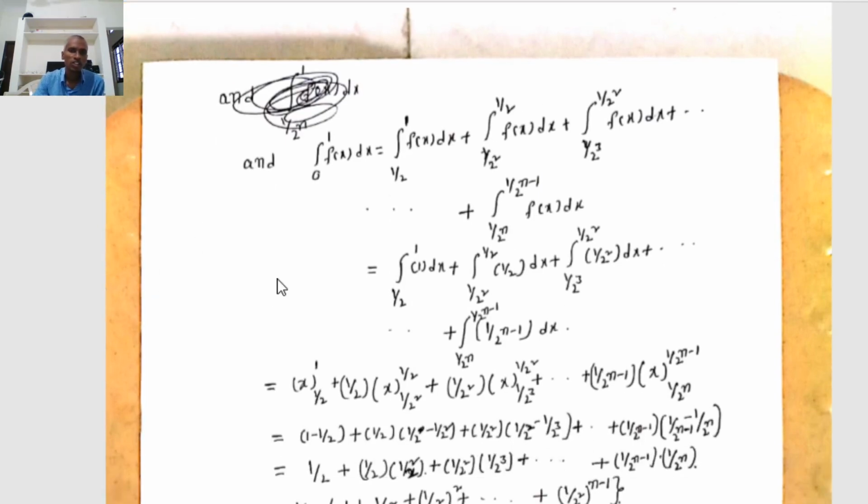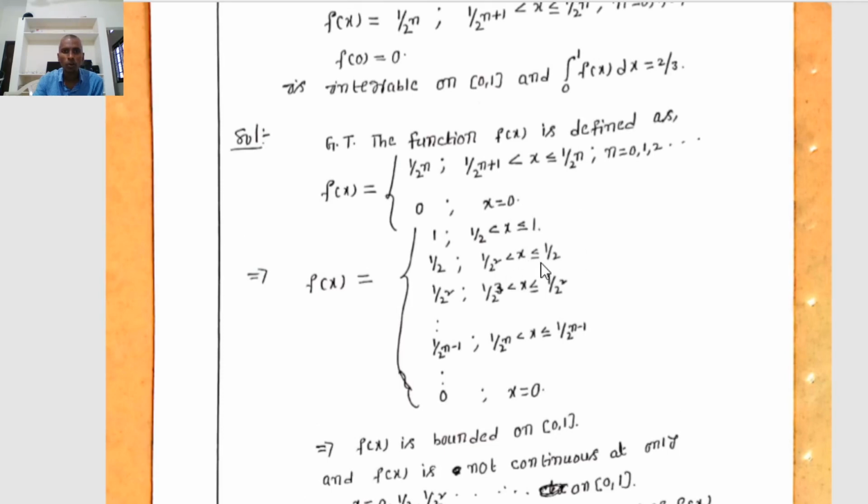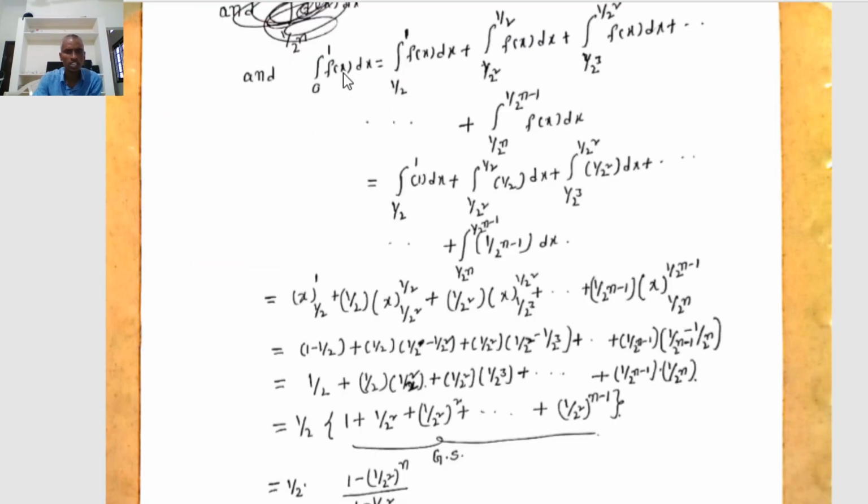integral from 0 to 1 of f(x) dx can be divided into subintervals: 1/2 to 1, 1/2² to 1/2, 1/2³ to 1/2², up to 1/2ⁿ to 1/2ⁿ⁻¹. So the integral from 0 to 1 of f(x) dx equals the integral from 1/2 to 1 of f(x) dx, plus the integral from 1/2² to 1/2 of f(x) dx, plus the integral from 1/2³ to 1/2² of f(x) dx, and so on, up to the integral from 1/2ⁿ to 1/2ⁿ⁻¹ of f(x) dx.